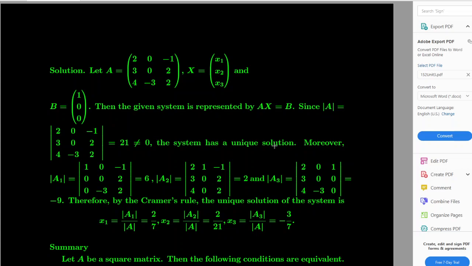And then we are looking for three numbers for a unique solution. The value of x1, the value of x2, the value of x3, right? To get the three numbers, you'll have to compute A1. Now let's recall how to form A1, okay? The matrix A1. To get the matrix A1, you'll replace the first column of A with the constant terms. 1, 0, 0, right? The other two columns are the same. So likewise, you can get the determinant of A2, A3, and so on.